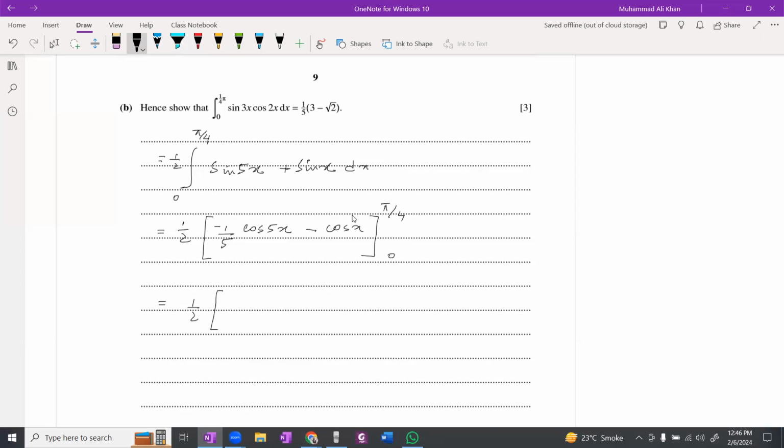So by substituting the upper limit π/4 in place of x, we will get -2√2 upon 5, and if we substitute the lower limit here, we will get -1/5 first and then -1. Upper limit minus lower limit. So after calculating this, the final answer will be 1/5. Directly from the calculator, you can get the result.